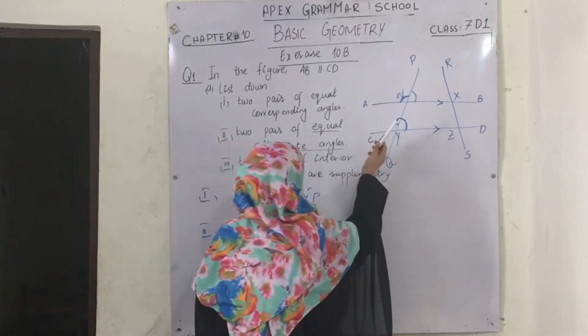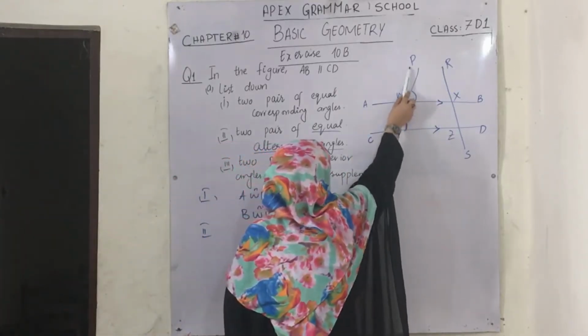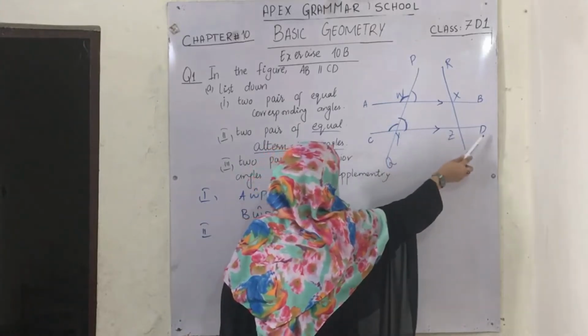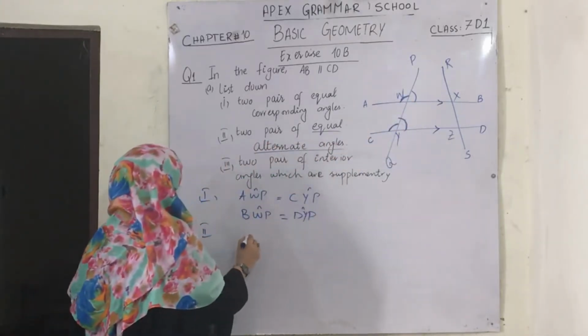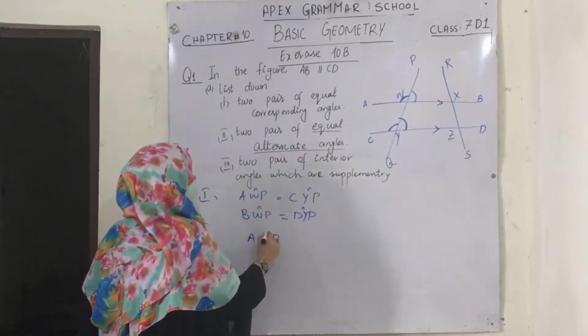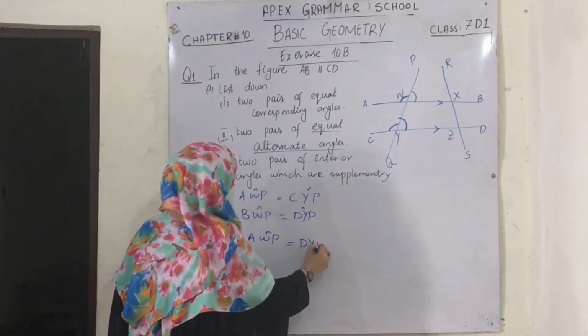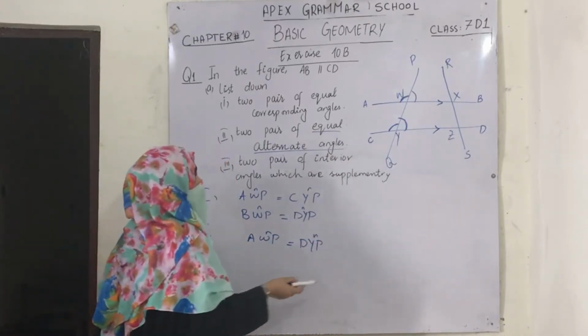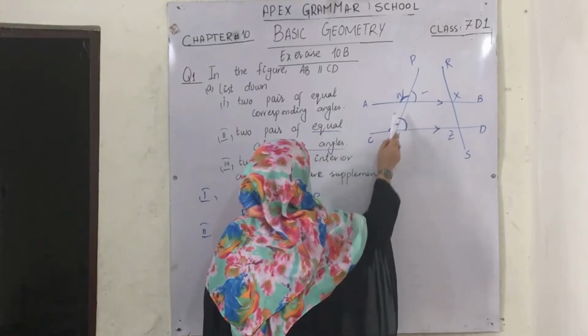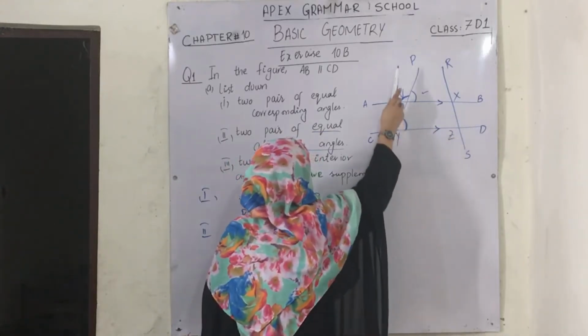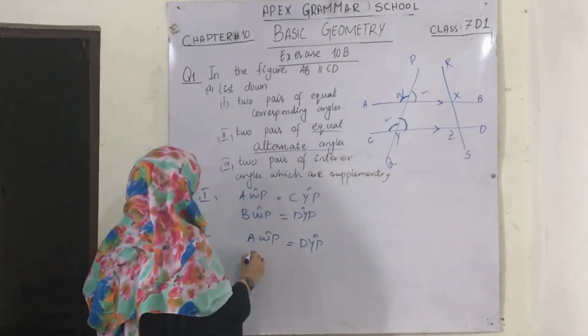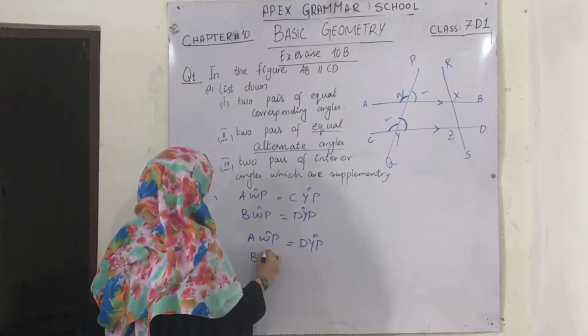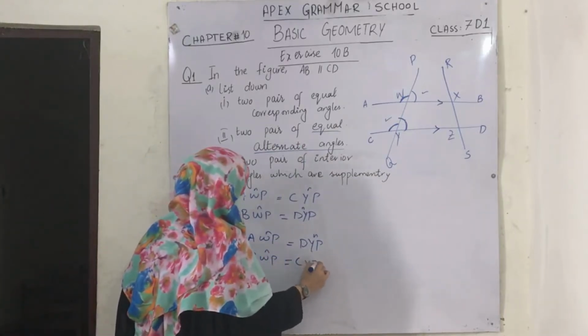So for this I am going to take AWP. This angle is alternate to this one, which is DYP. So AWP is alternate to DYP. This is the first pair, and for the second one I am going to take these two alternate angles, BWP and CYP. BWP is alternate to CYP.